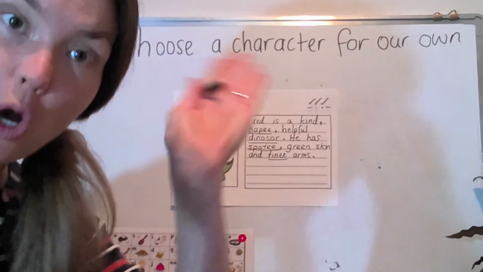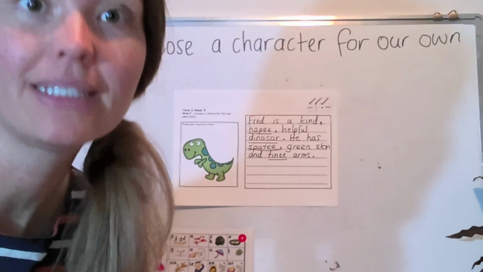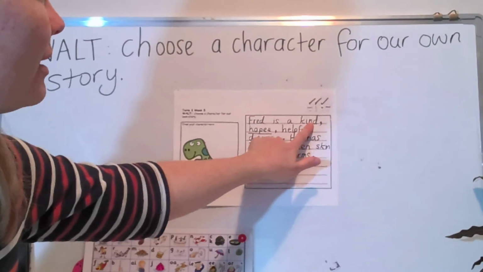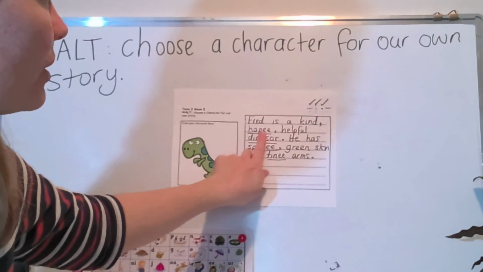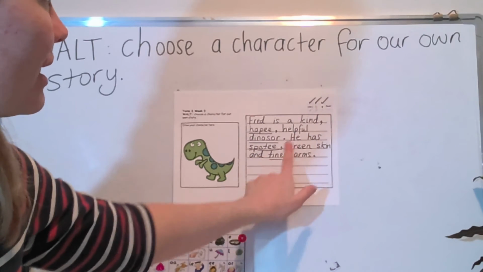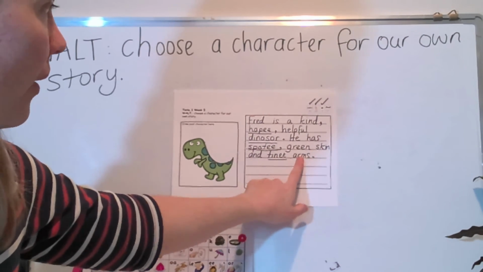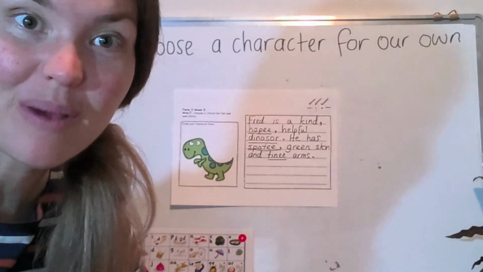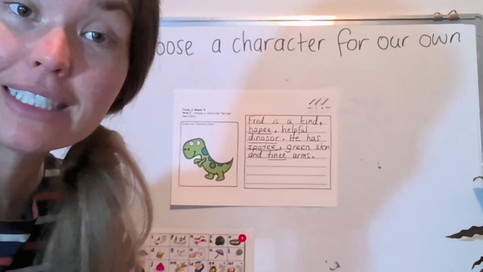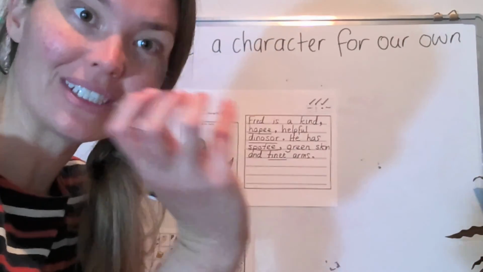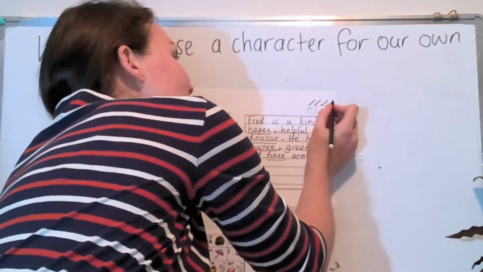Have I read the whole thing? Not yet. That's the next step. Fred is a kind, happy, helpful dinosaur. He has spotty green skin and tiny arms. Have I read my writing? Yes. Does it make sense? I think so. I'm going to give it a tick. There.